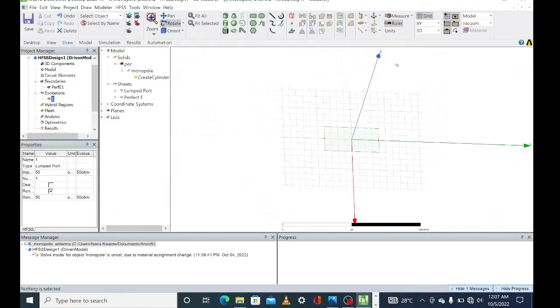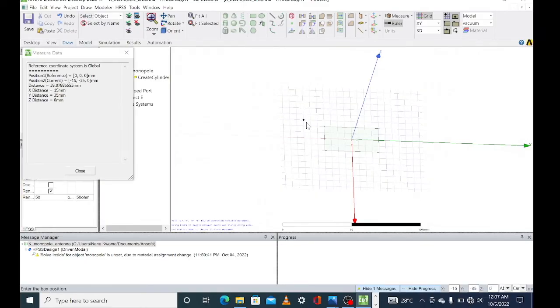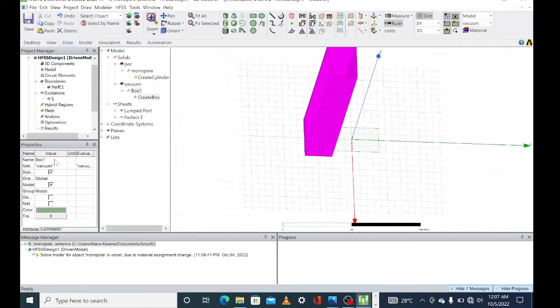So I said before, airbox will be fine, but any shape that makes you comfortable or easy to put around the whole thing, it's okay. I'll introduce the box. Name it airbox. Vacuum will be okay.